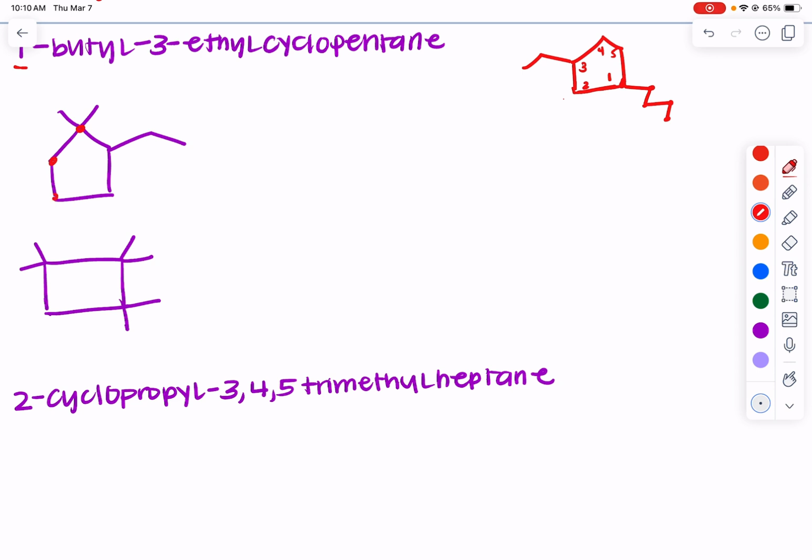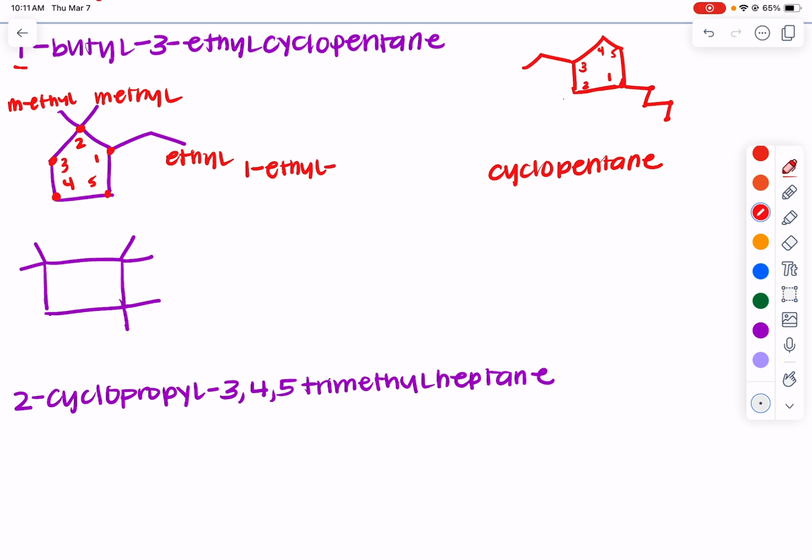Here we have a cyclopentane with a 5-membered ring. We have an ethyl group, and we have 2 methyls. So we have a methyl here and a methyl here. Our ethyl comes first alphabetically, so we're gonna number it this way, so that our number 2 carbon has the next substituent. The ethyl is gonna go first because it comes first alphabetically, so we have 1 ethyl, 2 dimethyl cyclopentane.